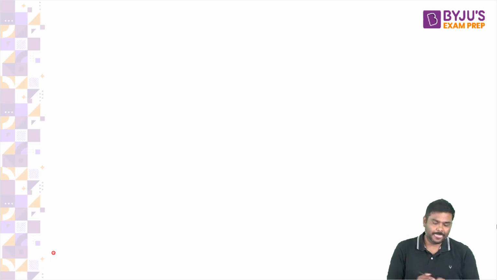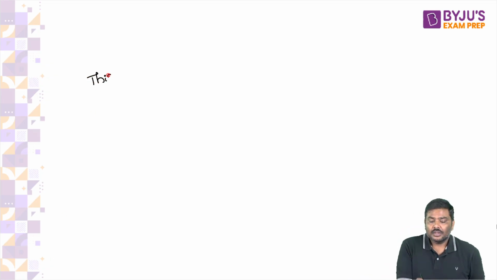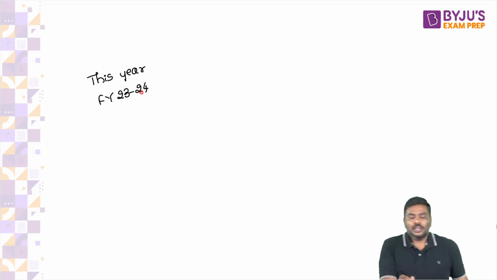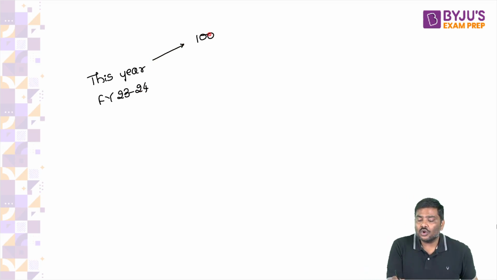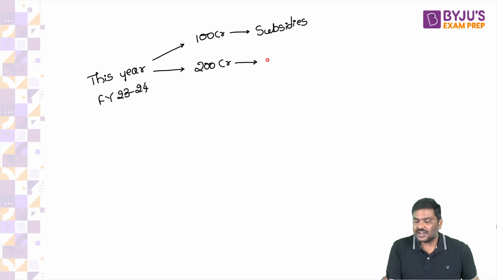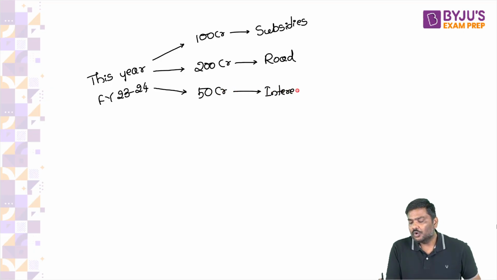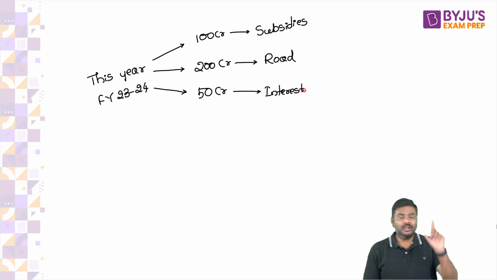Slightly tricky. Listen. This year, I repeat, this year, that is for the financial year 23 and 24, imagine the Government of India will spend 100 crore rupees on subsidies. Government will spend 200 crore rupees on construction of roads. And third, government will spend, let's say, 50 crore rupees to pay interest.